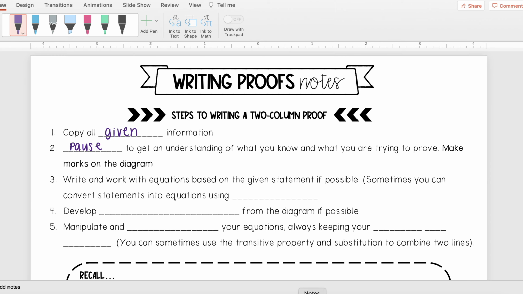Next, you're going to write and work with equations based on the given statements if possible. Sometimes you can convert statements into equations using definitions. An example: let's say you're given that angle 1 and angle 2 are complementary. From that given statement, you can convert it into an equation by saying that the measure of angle 1 plus the measure of angle 2 is equal to 90. Your reasoning for that would be definition of complementary. So that's an example of when we can convert our given statement into an equation.